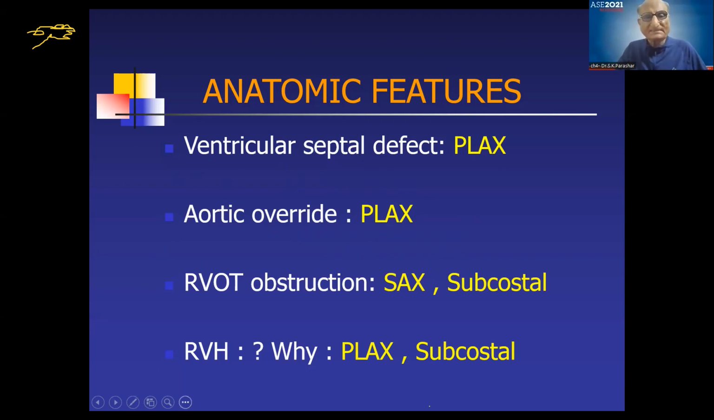The same thing occurs in pulmonary stenosis. The brunt of the stenosis is on the proximal chamber, that is the right ventricle. So there is a right ventricular hypertrophy.